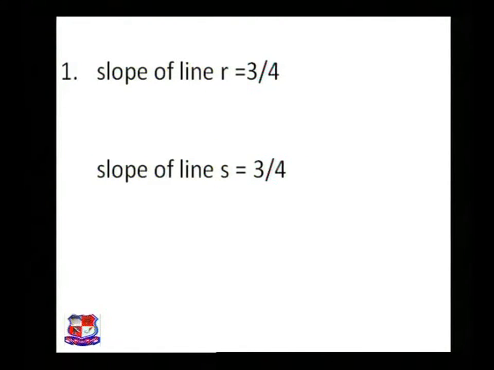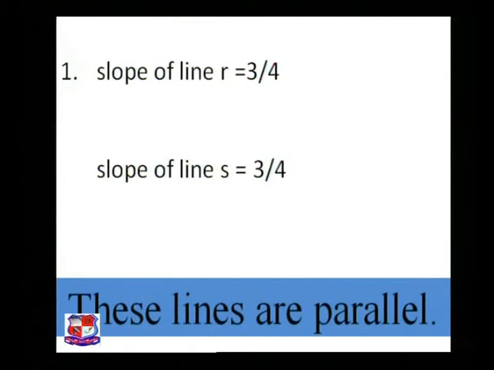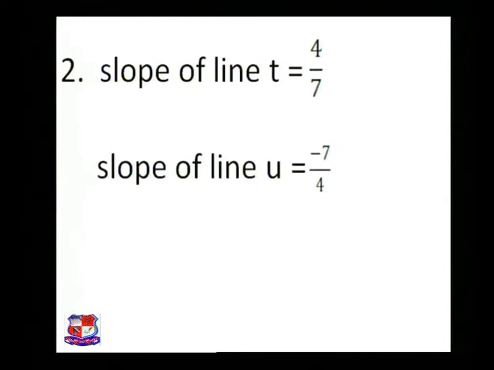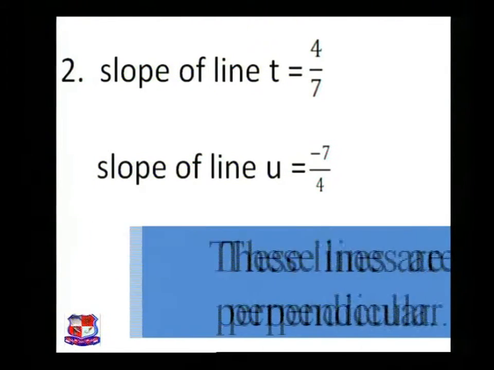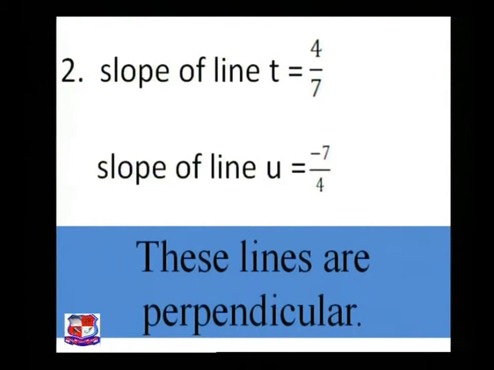Let us confirm our idea. Let us clear up our basics. If the slope of the line r is equal to 3 by 4, and the slope of the line s is equal to 3 by 4, then we can say that the lines are parallel. In the same way, if the slope of the line t is 4 by 7, and the slope of the line u is minus 7 by 4, then we will say that these lines are perpendicular.